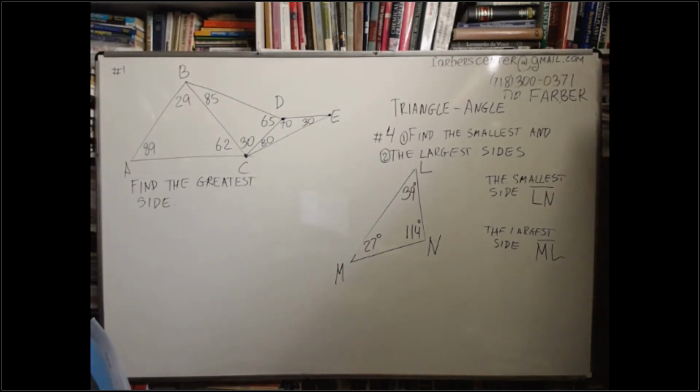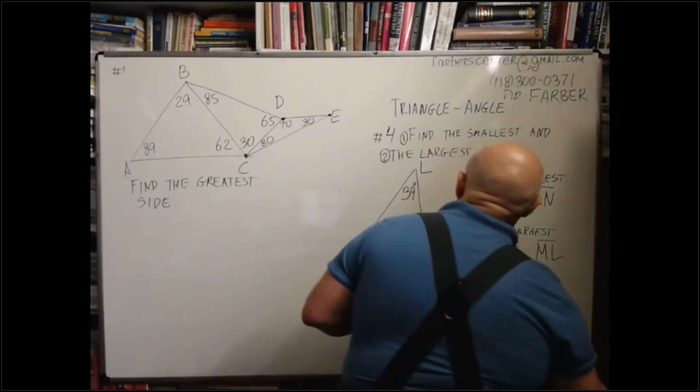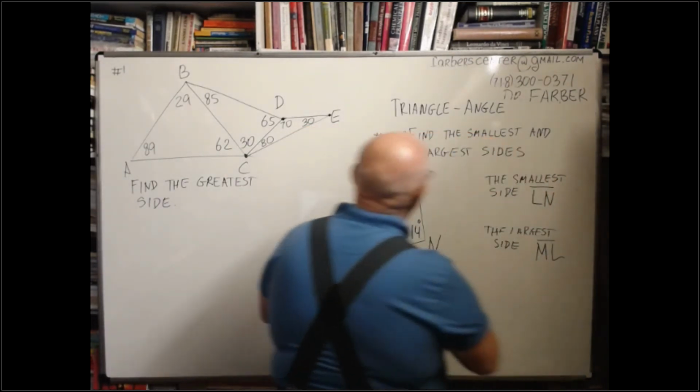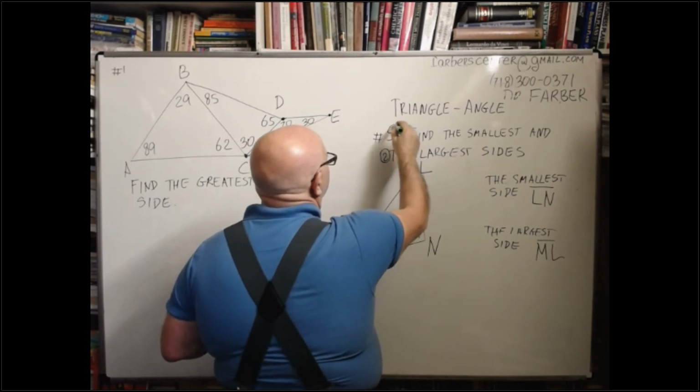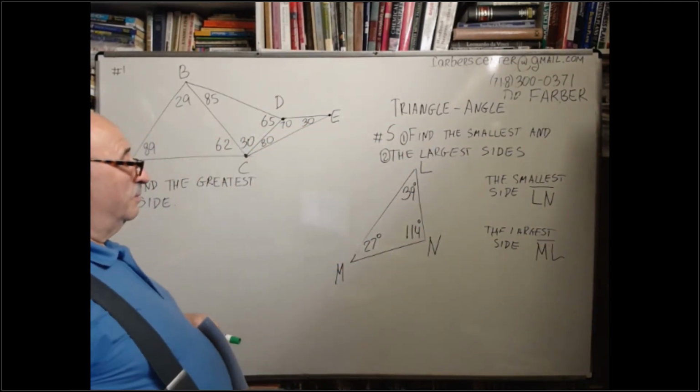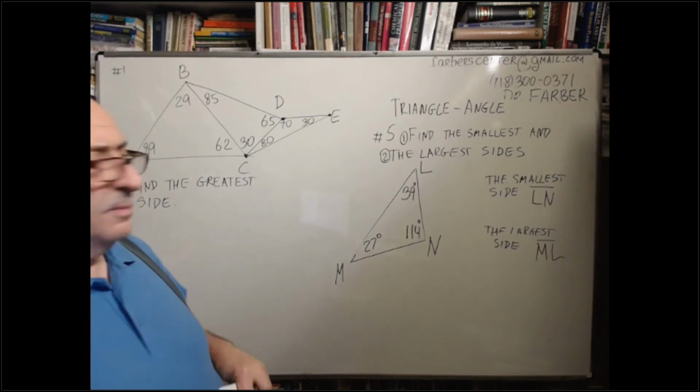Now, I want to give you number 5. But if you have a question, ask me. Dr. Farber? Yes. Can you re-explain how you found the smallest side? Sure.